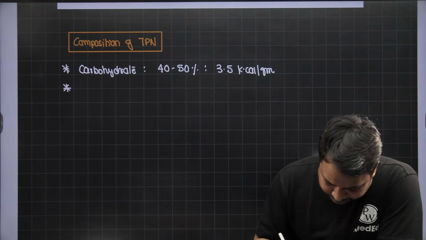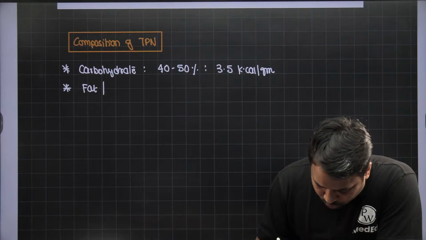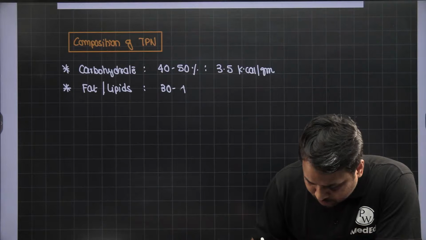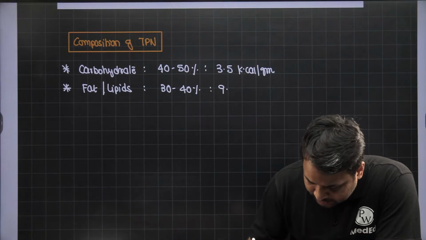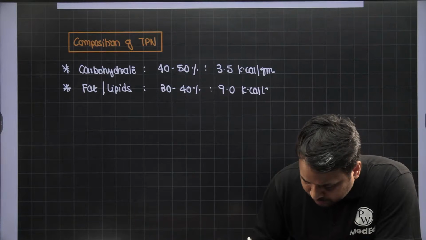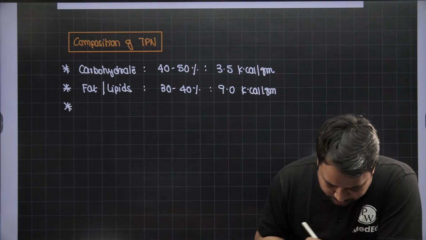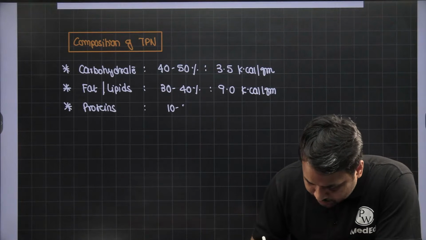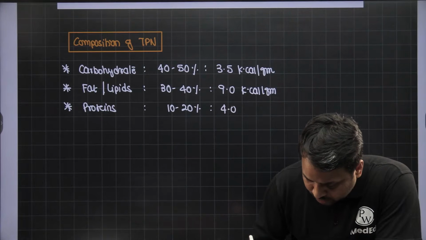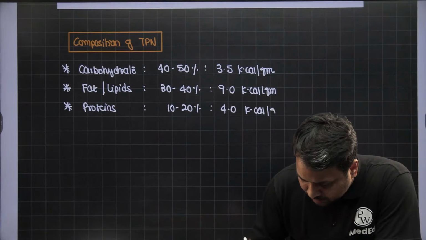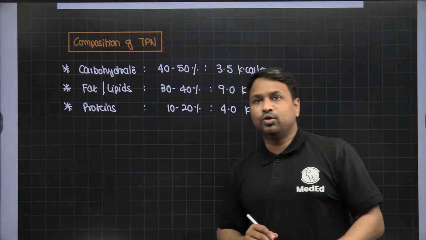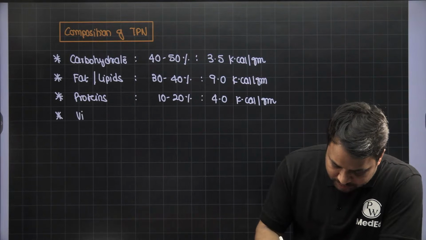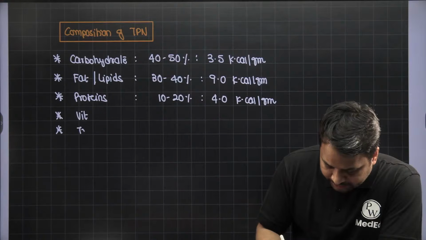Then you have the fat, also commonly referred to as lipids. They account for 30 to 40% of the total volume, and they release 9 kilocalories per gram. Then you have the proteins. The proteins account for 10 to 20%, and they release an energy of 4 kilocalories per gram, right? Then you have the vitamins and the trace elements. They are negligible in volume.